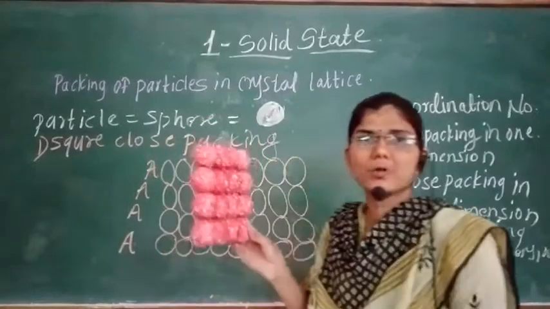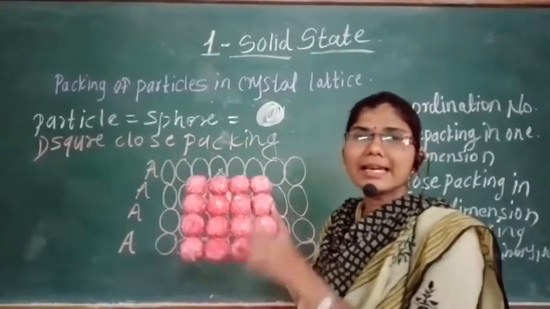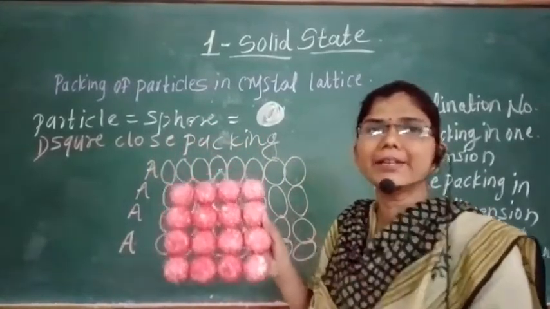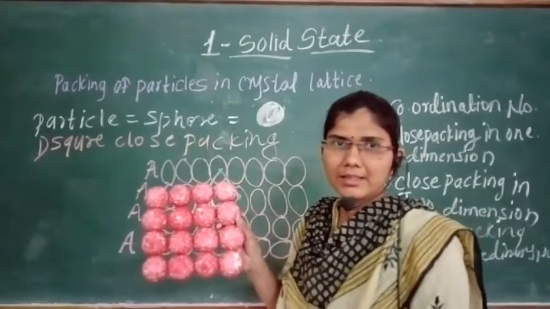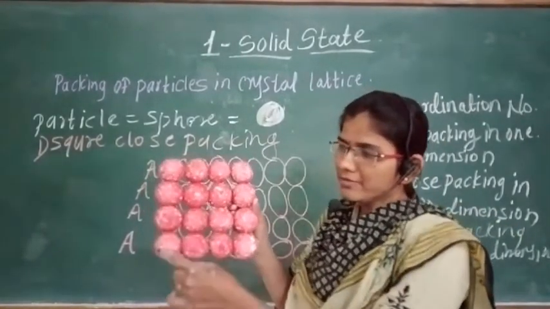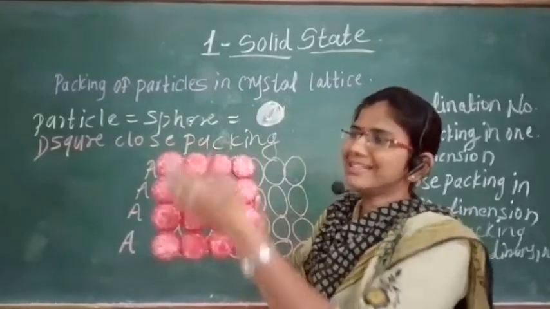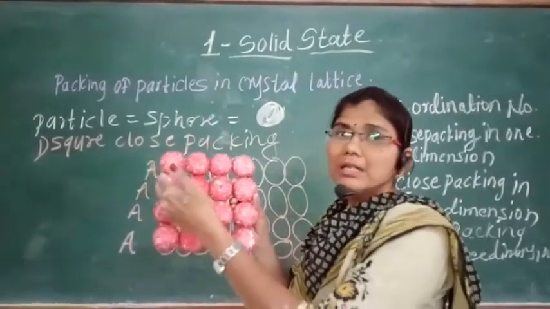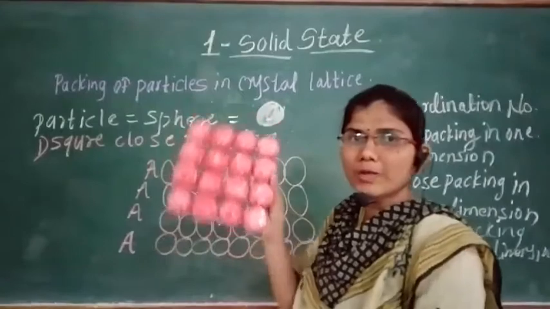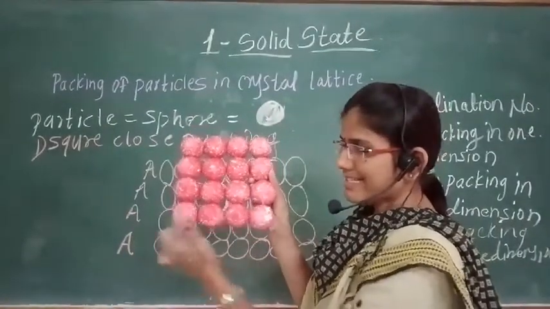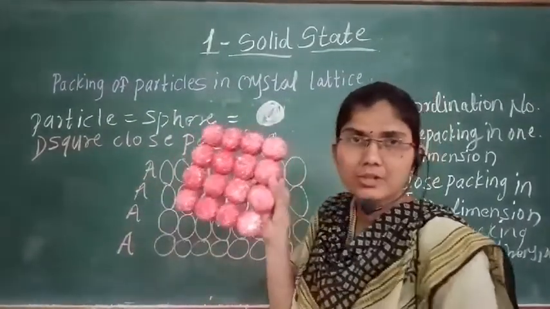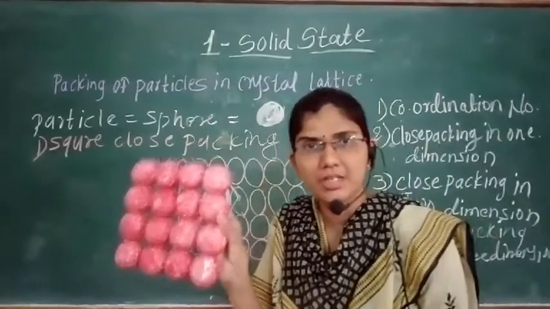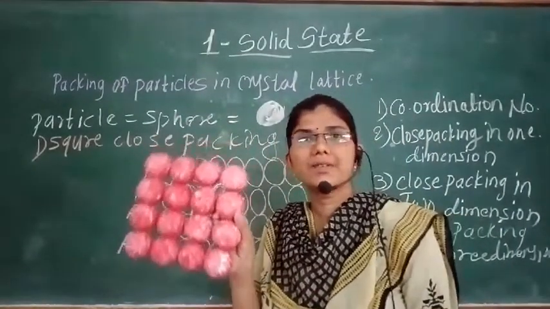In a square close packing, the second row is present on the first, the third is present on the second, and the fourth is present on the third, and so on. This is a two-dimensional structure, with X-axis and Y-axis. This is the two-dimensional structure of square close packing.